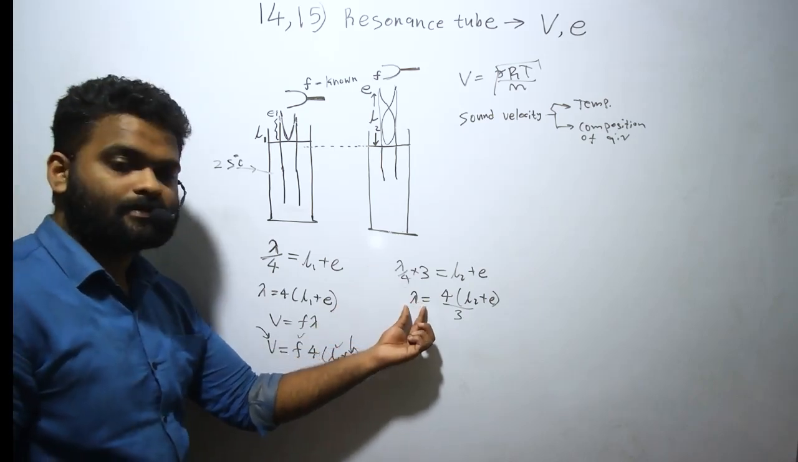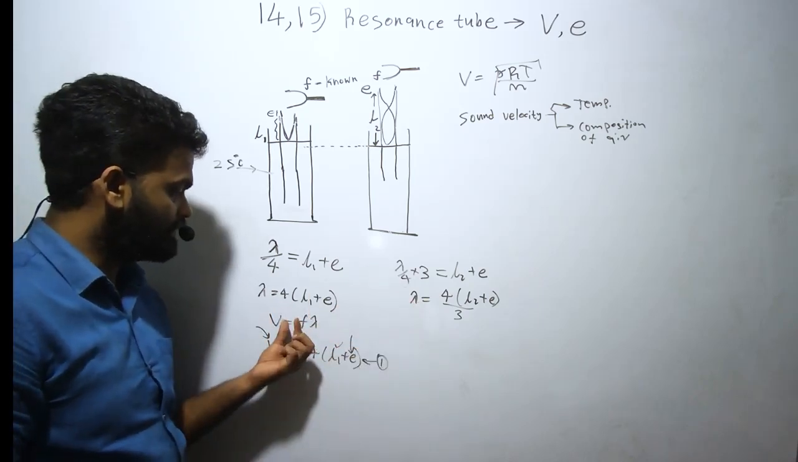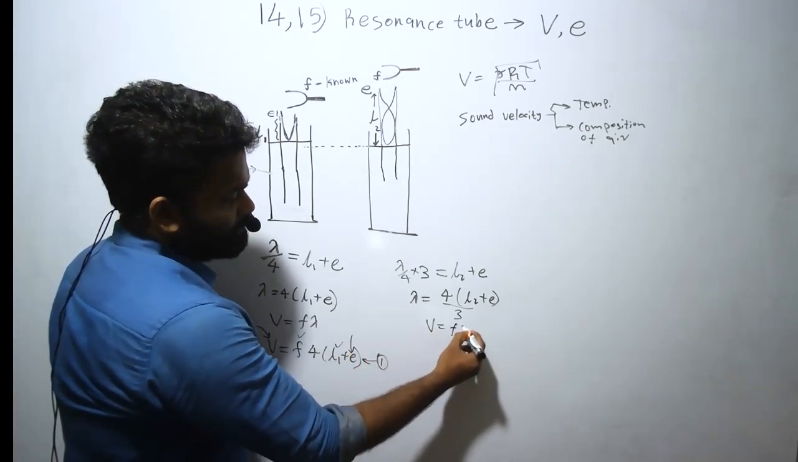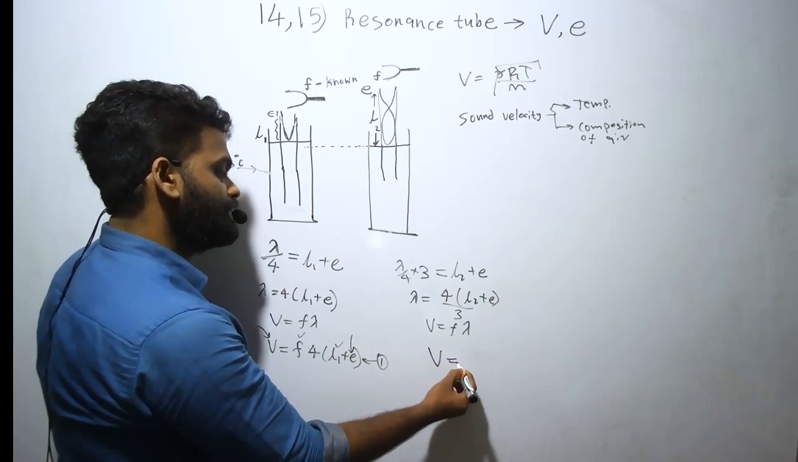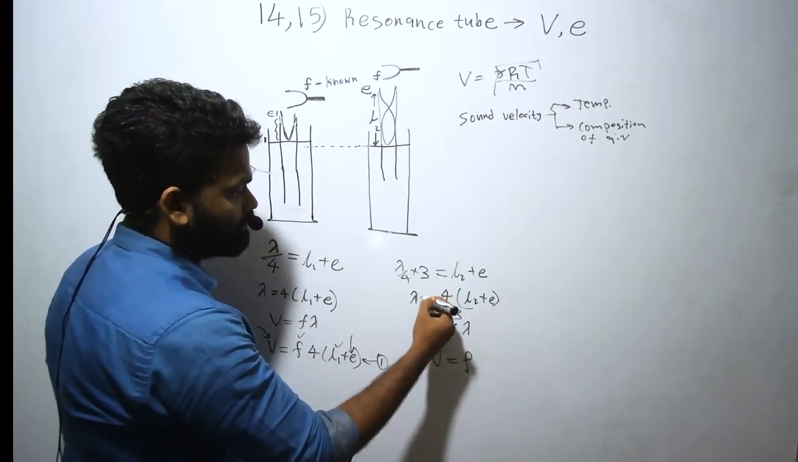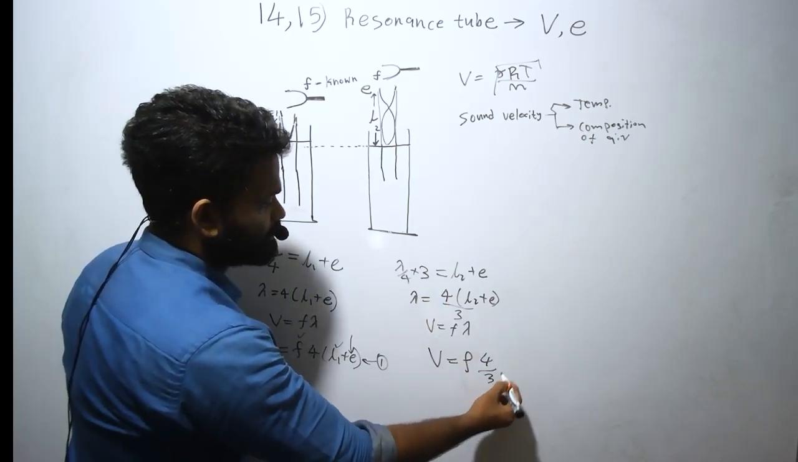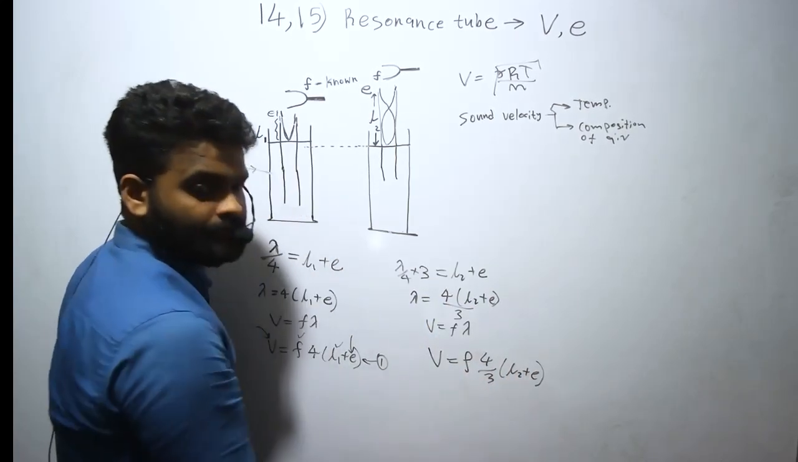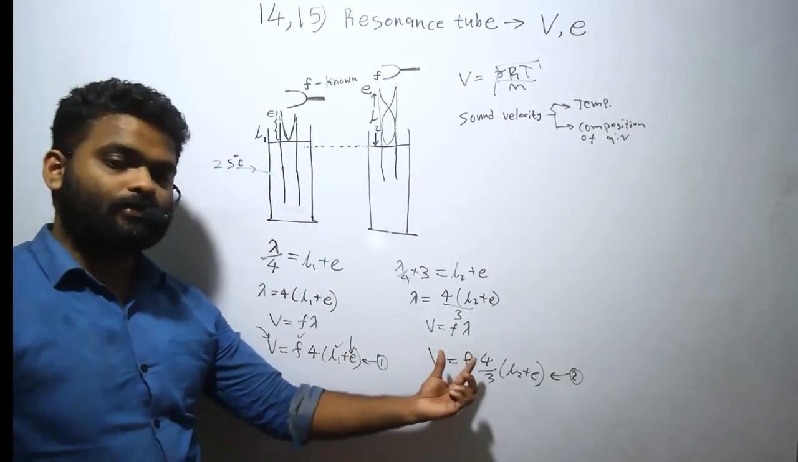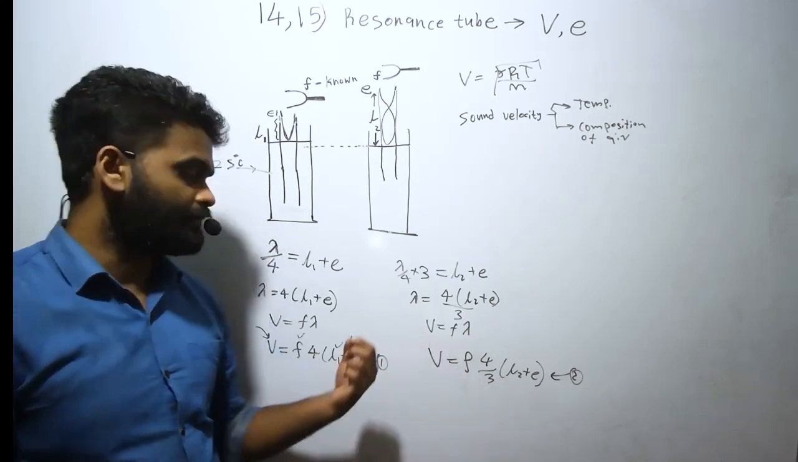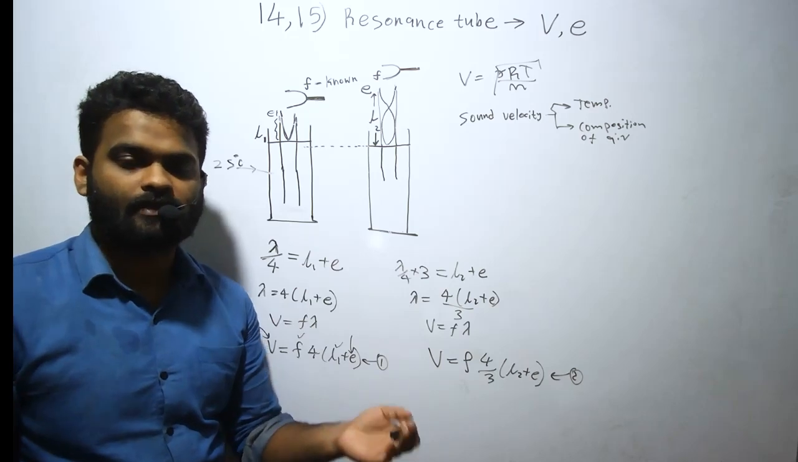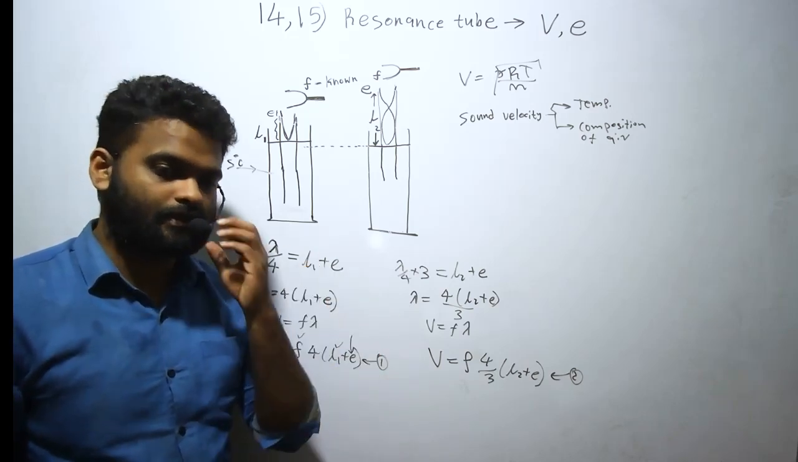This lambda is constant for both. This lambda and this lambda are the same actually. Then for this case as well, just apply V equals F lambda. The F is the same F, and for wavelength lambda you can put this L2 plus E. So this is the second equation. Using these two equations, you can find V and E. Those are two simultaneous equations, and you have only two unknowns.